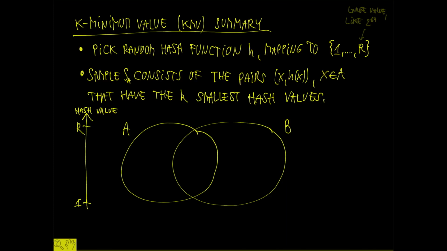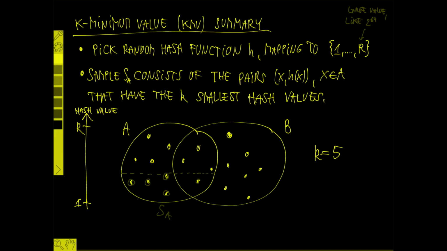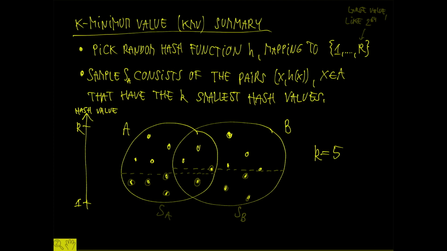So let's illustrate this for A and B. We order the elements according to the hash value, and let's suppose that we want to produce a sample of size 5. Then we simply start with the lowest hash values and pick the 5 smallest hash values from A and the corresponding elements, and similarly for B. Okay. So we are basically going to store all the elements and corresponding hash values below some threshold.